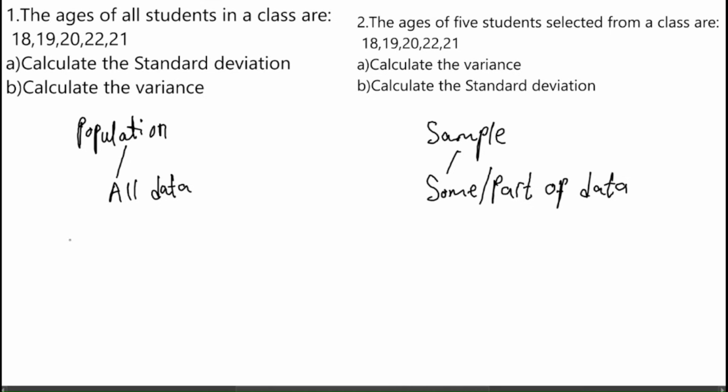Now imagine a larger class of 60 students. Since it's a big class, you select 5 students to represent the others. In this case, you are treating the data as a sample because it's only part of the population. If you calculate the mean of the 5 students, it's called the sample mean. The variance will be the sample variance, and the standard deviation will be the sample standard deviation. Now let's go back to the question.